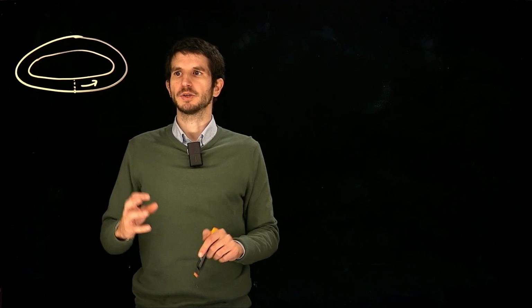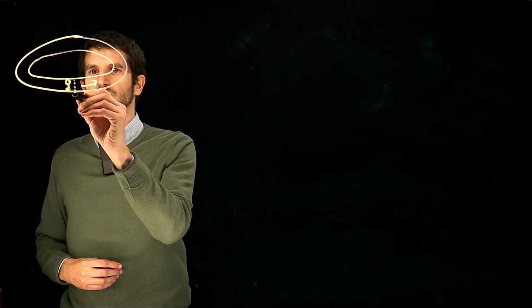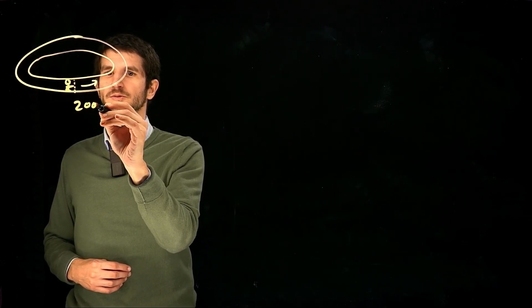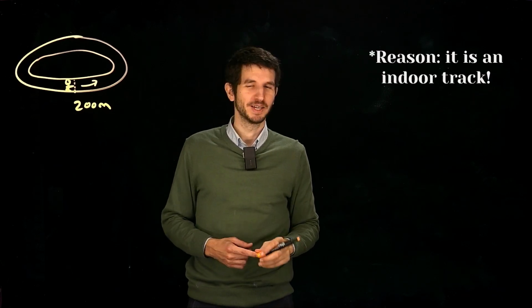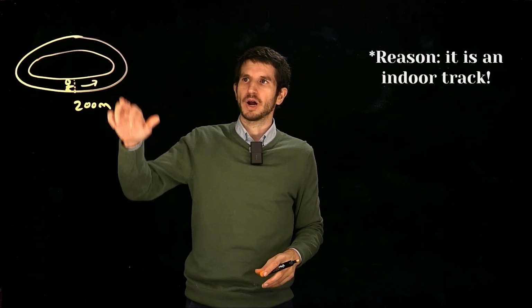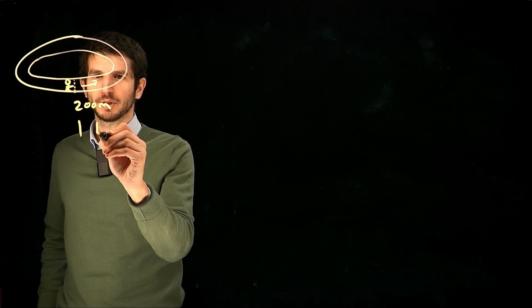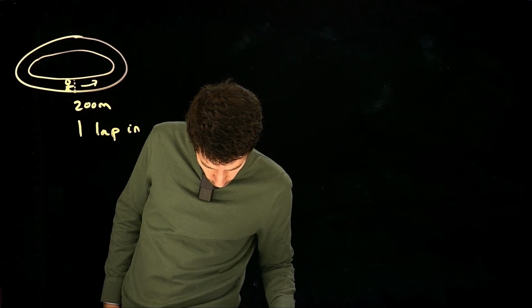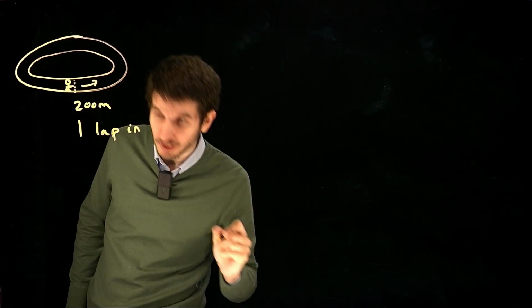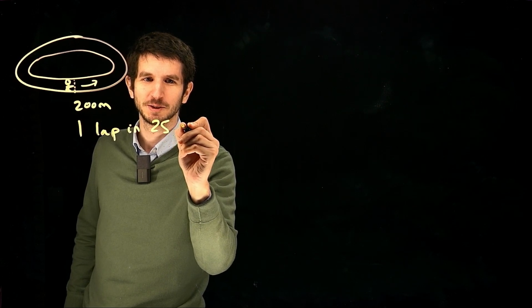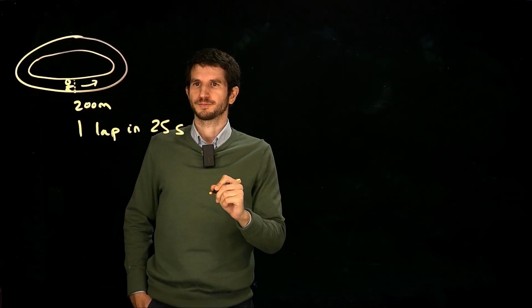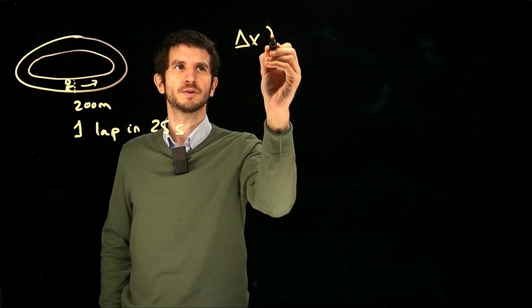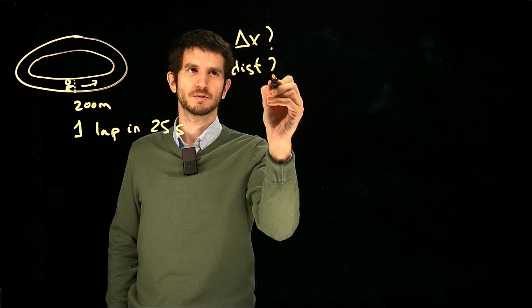So the problem states that there is a runner on a 200-meter track, so the entire track is 200 meters for whatever reason, and then the runner covers 1 lap in 2.5 seconds. Excuse me, 25 seconds. So, first thing that we can consider is what is the displacement, what is the distance covered.